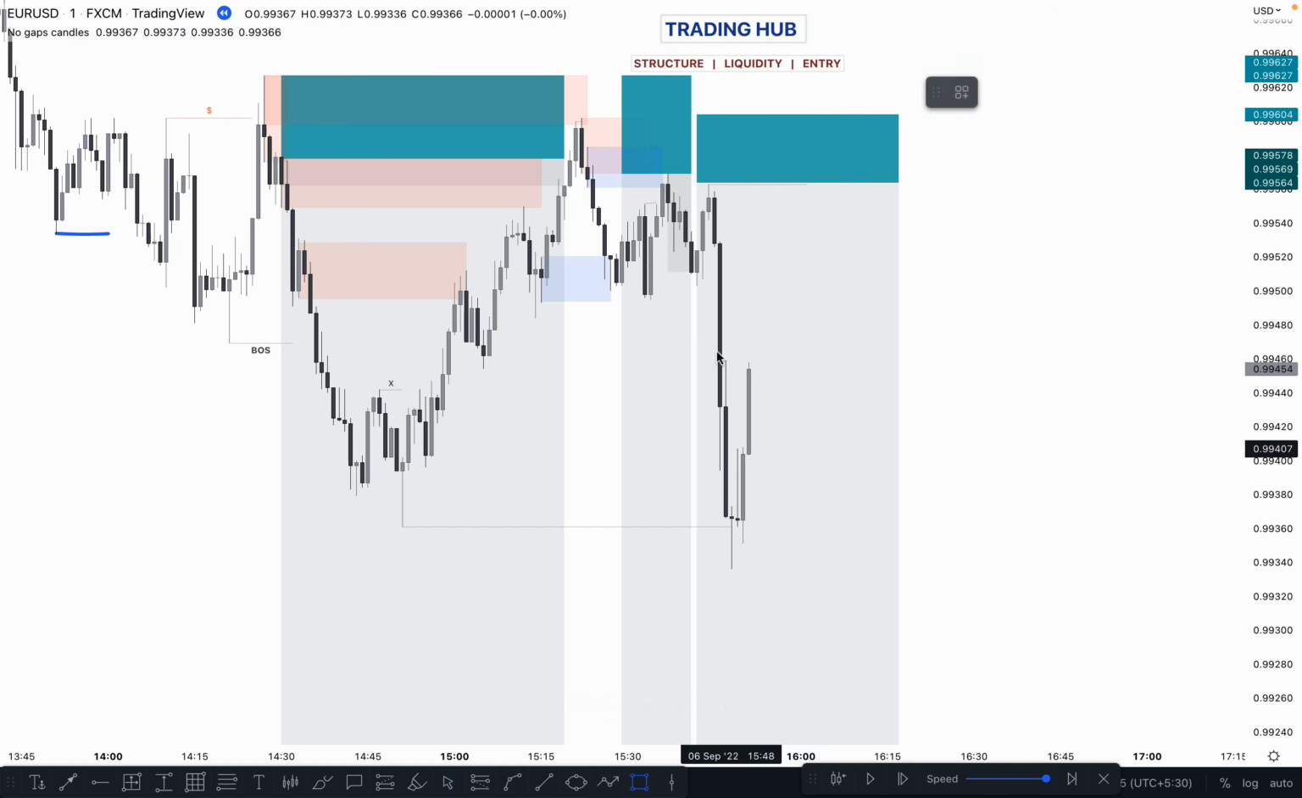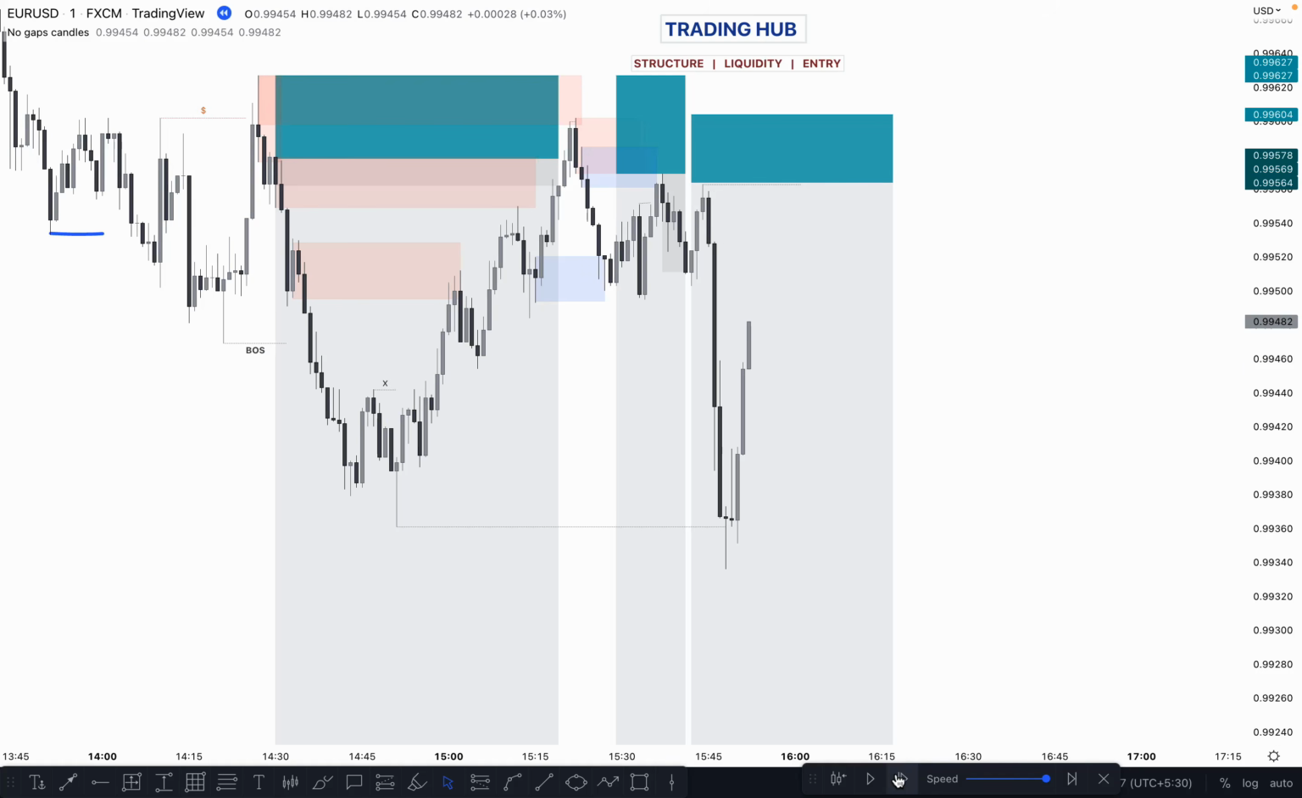Don't try to sell here. A lot of people are trying to sell here, but in reality this order block does not exist here for the sell, okay? So you have to wait for the candle closure to the downside and then we can sell. So let's see what happened next.